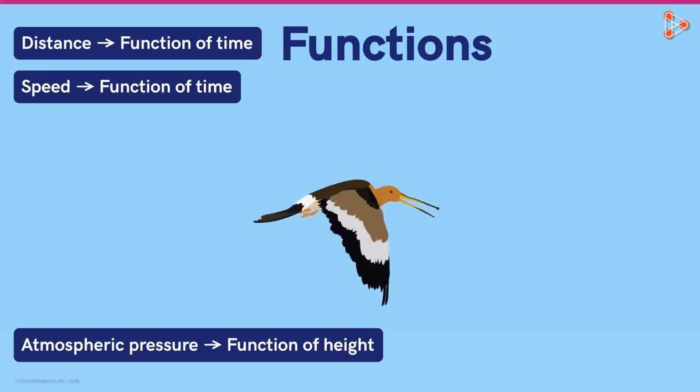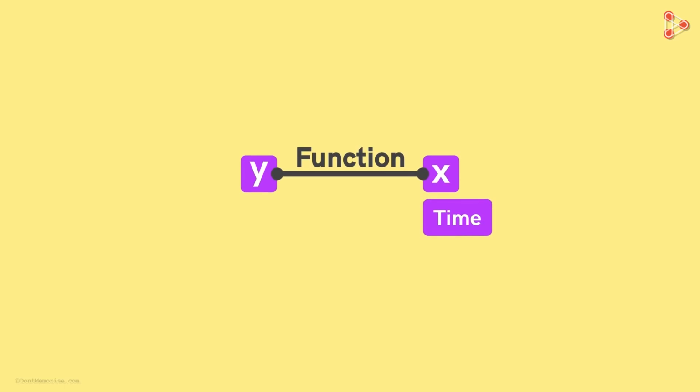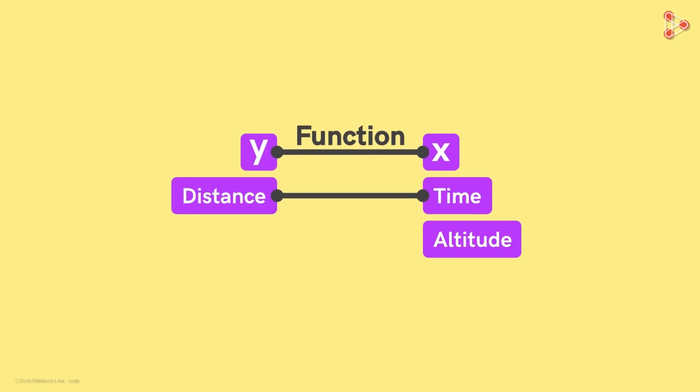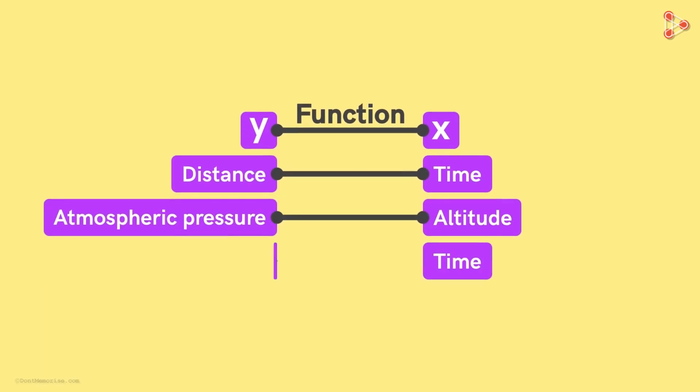We previously saw that when we have two quantities, x and y, such that for each value of x, there is one value of y, then we say that y is a function of x. So here x could be time and y could be the distance. X can be the altitude and y the atmospheric pressure. X could be time and y the speed. Can you think of other functions like these?